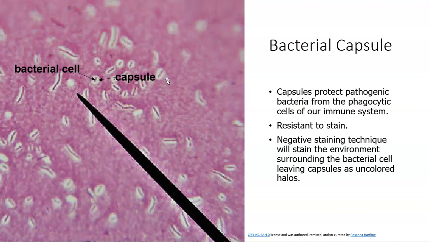So ideally, we want to know if a bacterium can form a capsule because it makes it more dangerous. And how we would know if a bacterium has a capsule or not is we would do a negative stain on the bacteria to observe its capsule, its clear capsule, sticking out against that dark background.